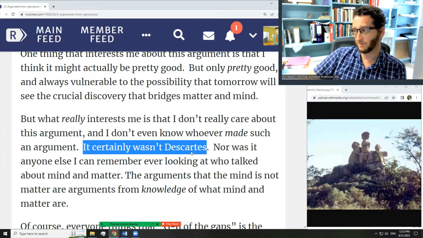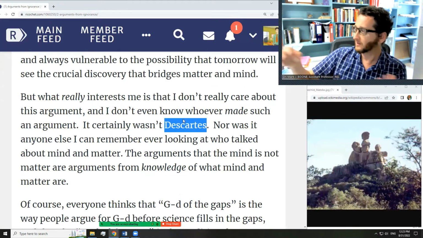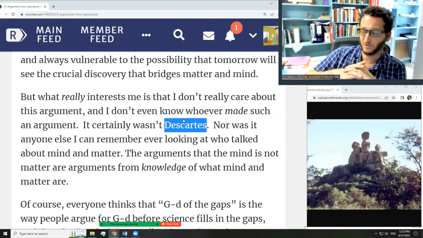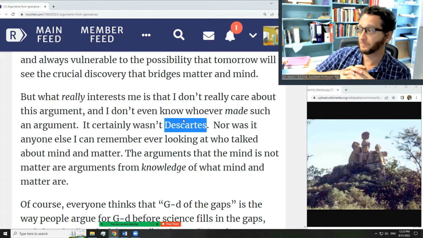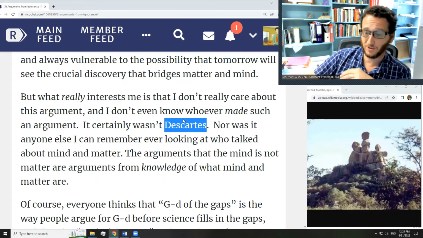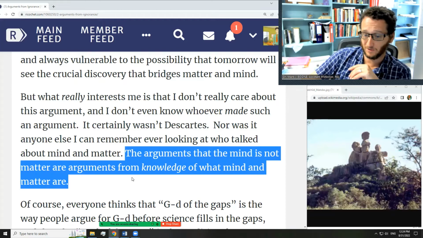People who talk about the non-physical soul and argue that it exists are not, as far as I've ever encountered them, making arguments from ignorance. They're making arguments from knowledge. Descartes is a paradigm example here, and there's no time to go into the detail. Descartes, this early modern philosopher, argues the soul is not the same thing as the body, that matter cannot produce consciousness. He makes arguments from knowledge, from what he knows about mind and what he knows about matter, to the conclusion that they're not the same thing. I don't think I've ever encountered an argument from ignorance for the immaterial soul.